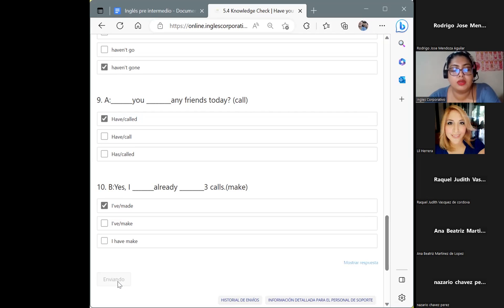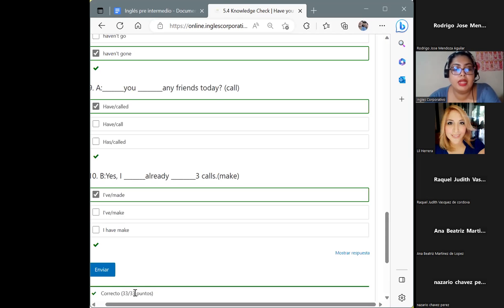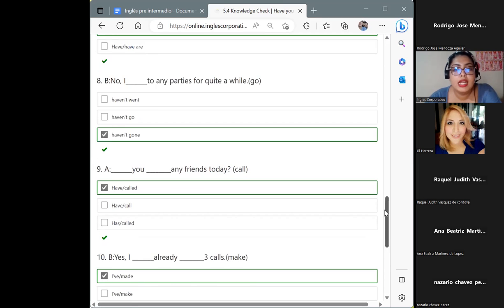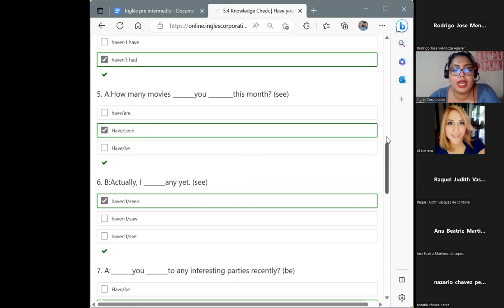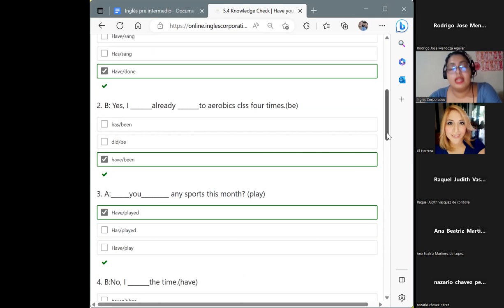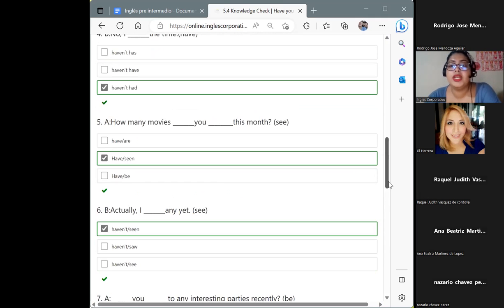Number one. Vamos a revisar. Ya para terminar. Exacto, todas están correctas. Recuerden que la base para esta estructura es que lleve nuestro auxiliar have or has y que el verbo esté en pasado participio. Es una de las cosas principales. Very good.